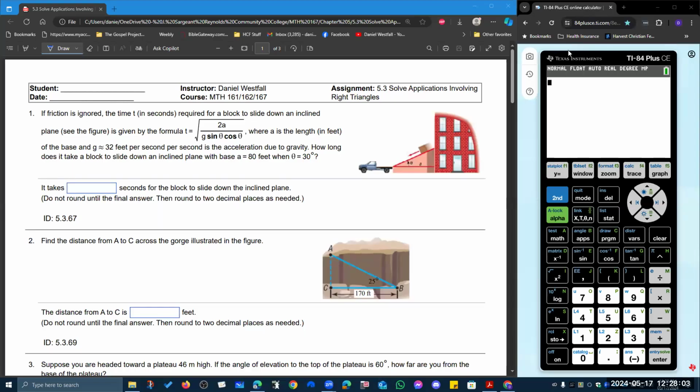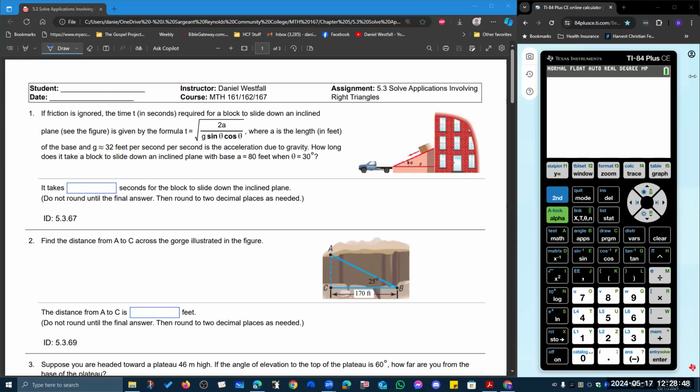In this video, we're going to solve applications involving right triangles. If friction is ignored, the time t in seconds required for a block to slide down an inclined plane, like the one in the figure on the right, is given by the formula t equals the square root of 2a divided by g sine of theta cosine of theta, where a is the length in feet of the base and g is about 32 feet per second squared, the acceleration due to gravity.